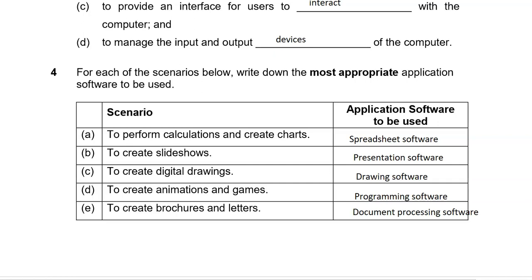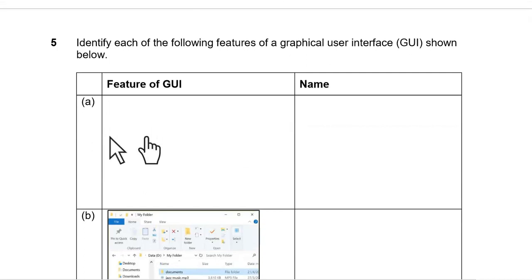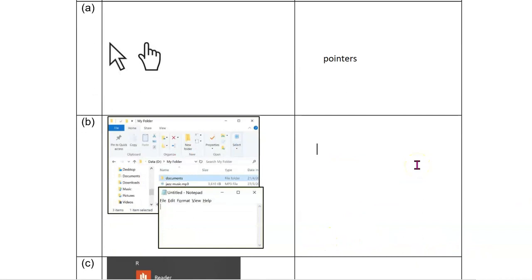So for question number 5, on the next page, identify each of the following features of a graphical user interface, known as GUI, shown below. So part A, this is the mouse pointer and the palm of the hand. So it is the pointer system. These are pointers. For part B, when you click File Explorer, you will see a window popping up. So these are the windows.